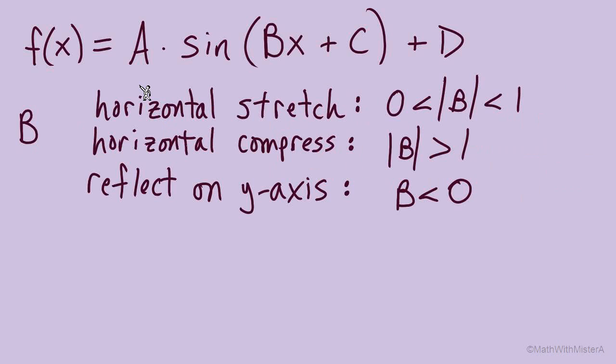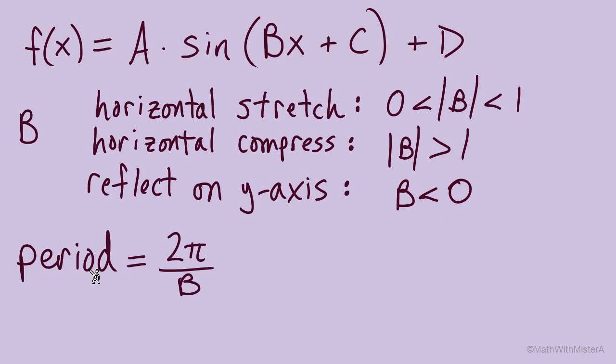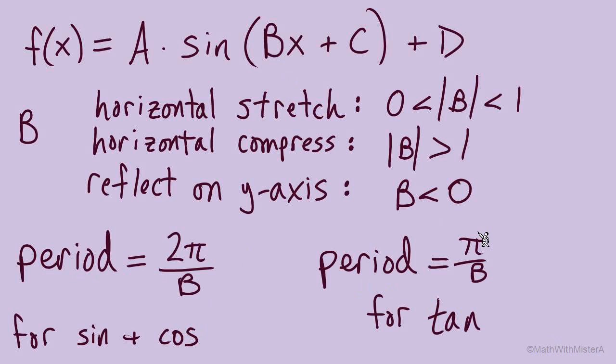This B parameter is some sort of horizontal stretch or compress. It's a horizontal stretch for numbers between 0 and 1. It's a horizontal compress once we deal with numbers greater than 1. And if we end up with a negative value of B, it's also going to do a reflection on the y-axis. In terms of our period, we would find period by doing 2 pi divided by B, but we would only do that for sine and cosine, which start out with a period of 2 pi. For tangent, it would be pi divided by B.